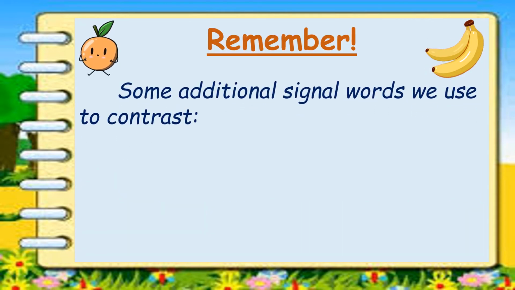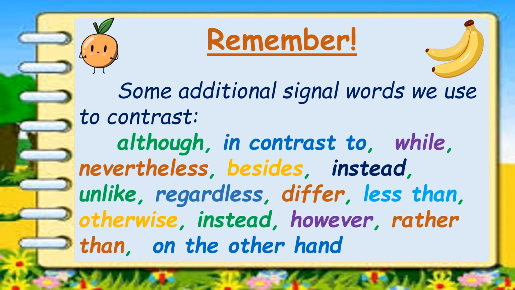There are some additional signal words that we can use to contrast. Some are although, in contrast to, while, nevertheless, besides, instead, unlike, regardless, differ, less than, otherwise, instead, however, rather than, on the other hand.